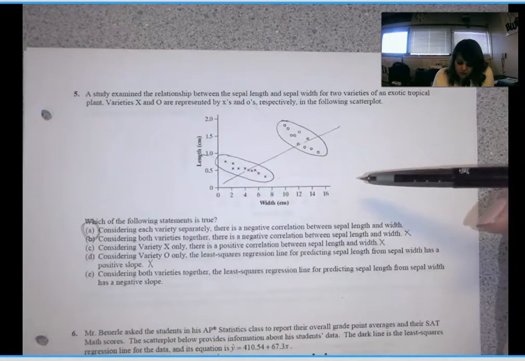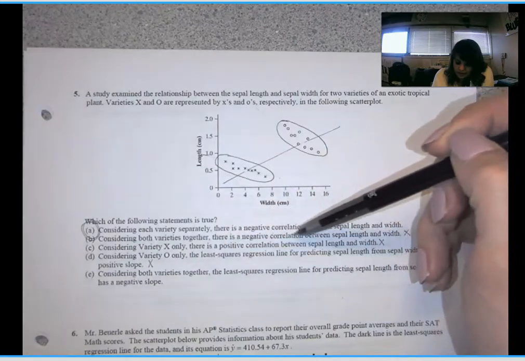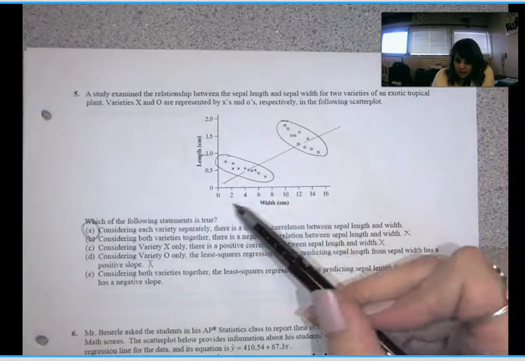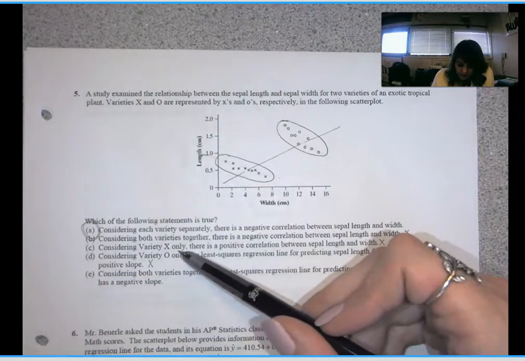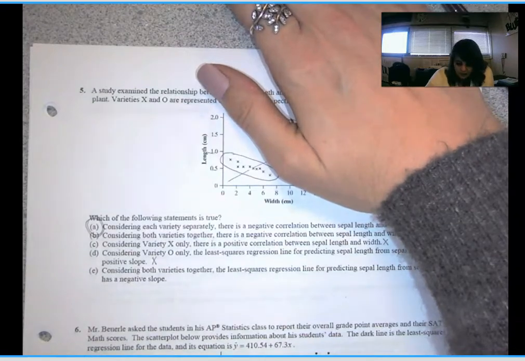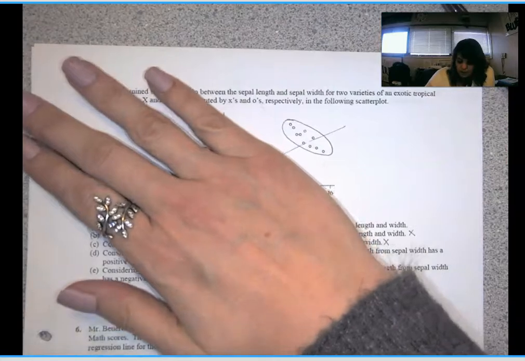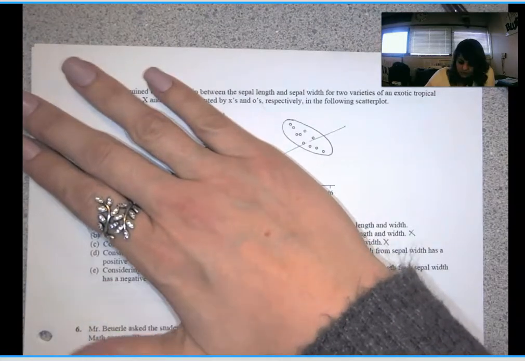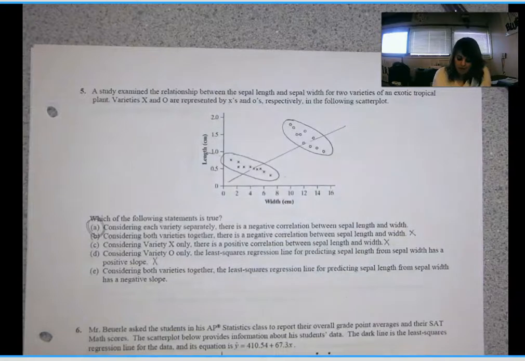Yes, that is true. Considering both varieties together, there is a negative correlation. That is false. Together is positive. Considering variety X only, there's positive correlation. Nope, that's negative. Considering O only, there is a positive slope. Nope, that's negative. Considering both together, there is a negative slope. Nope, that's positive. So it has to be A as in alpha.